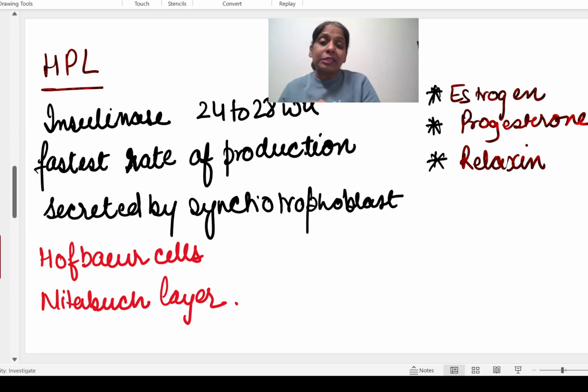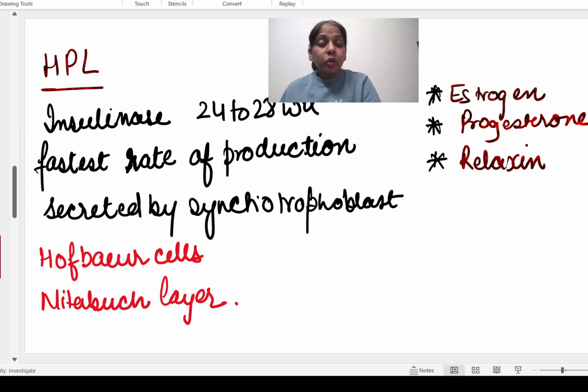The macrophage cells of the placenta are known as Hofbauer cells. The layer of fibrinoid degeneration between the endometrium and the myometrial junction is Nitabuch layer, and if this fibrinoid degeneration layer is absent, then the placenta will be placenta accreta. Because if this layer is present, then the placenta separates easily, and if it is not present, then the placenta cannot separate easily.